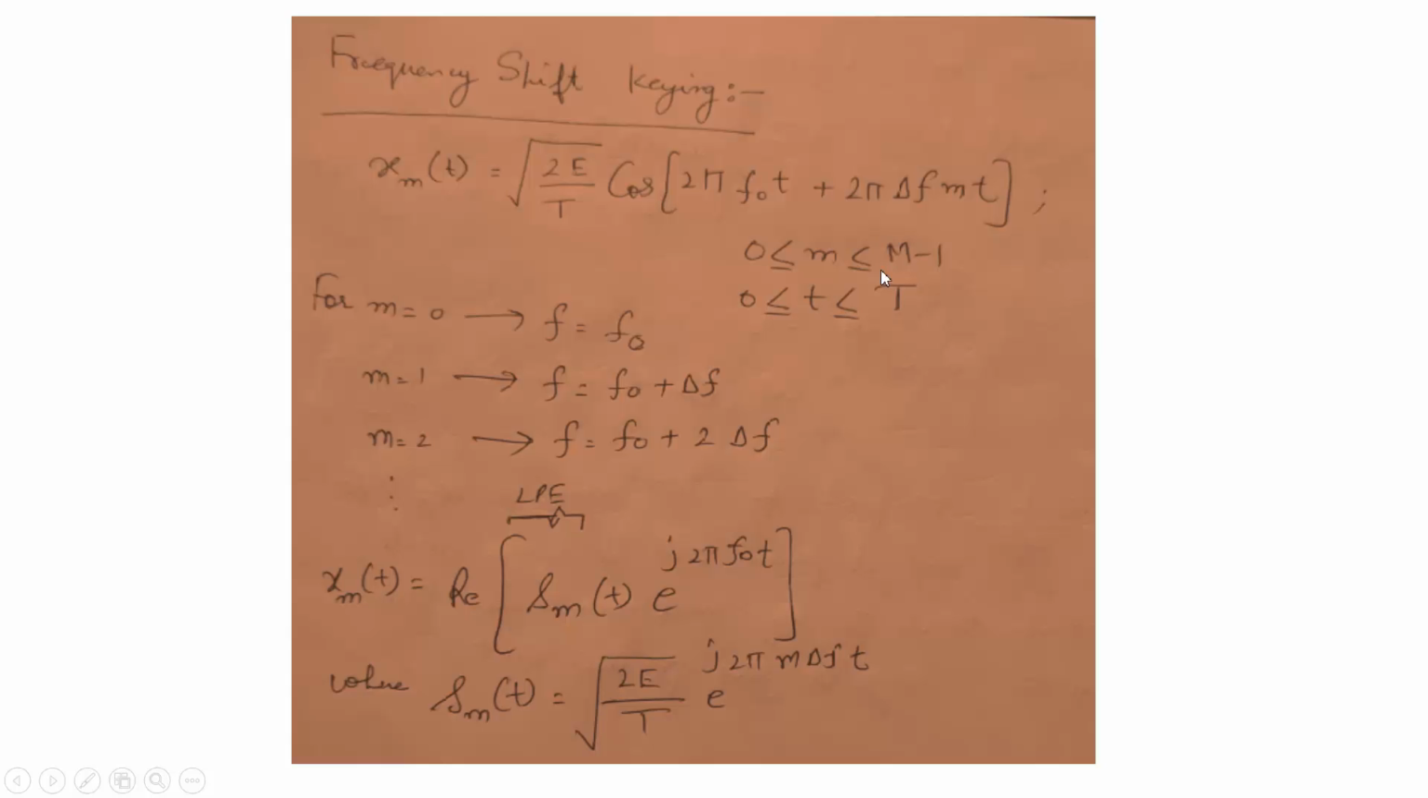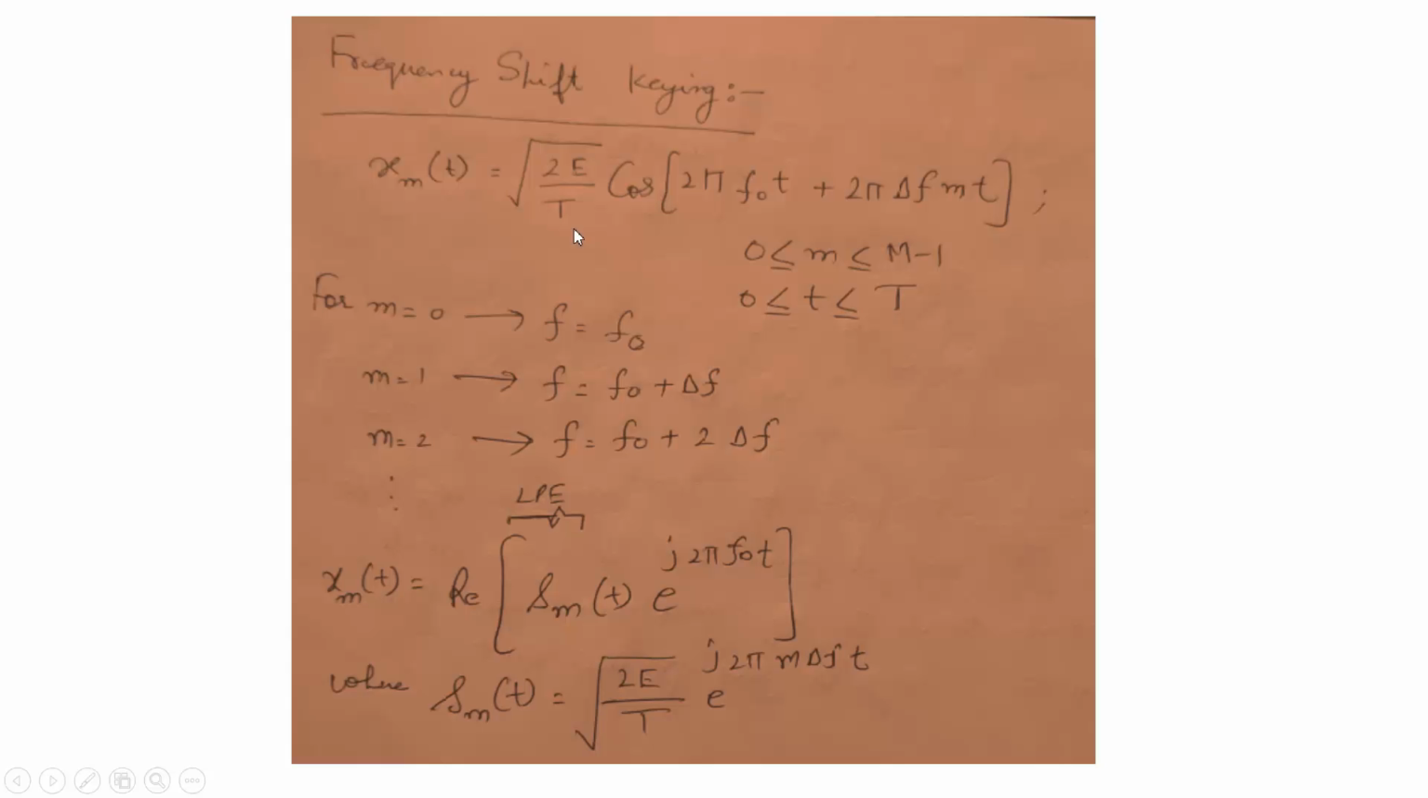And what is capital M? The capital M is the dimension of this frequency shift keying. That means how many bits are to be represented, how many signals of different frequencies can be transmitted onto the channel. These different signals are representing the combination of bits.